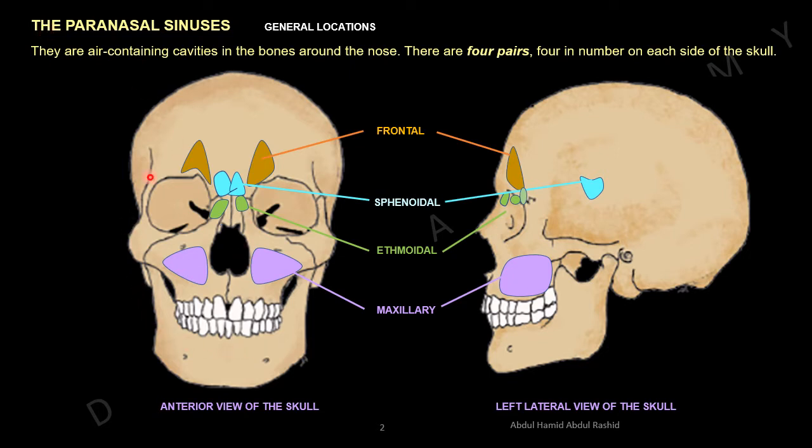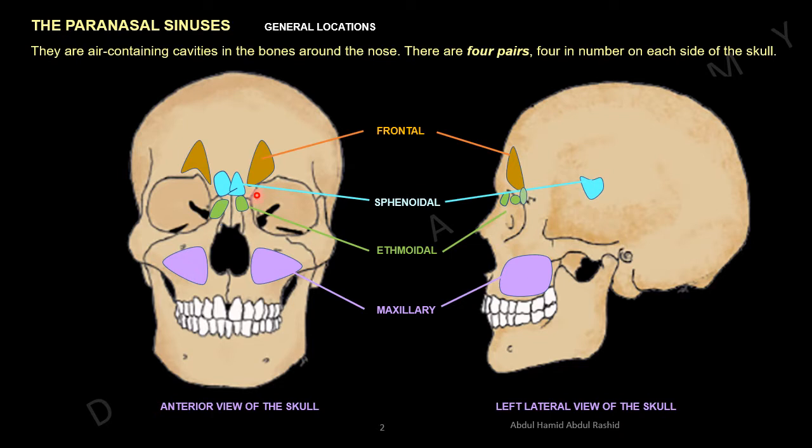This is anterior view of the skull. This is left lateral view of the skull. We have 4 pairs of paranasal sinuses. These are the frontal sinuses, which are high up in the frontal bone. And next are the sphenoidal sinuses. They are in the body of the sphenoid, far deep inside.